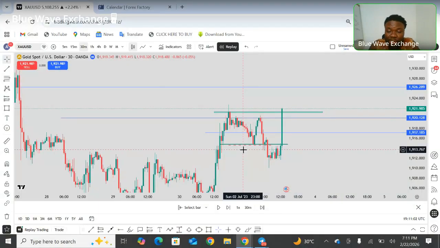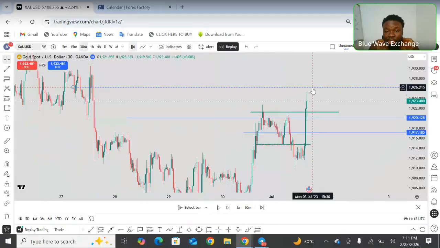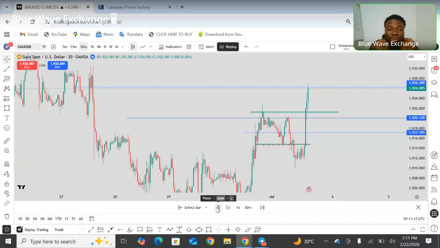So let's count it. I would have placed my stop loss below the previous candle low. So this is like a breakout, then the target is this level, but price has already moved. So let's say I didn't take the trade. Let's move to the next day. So the session has already elapsed.